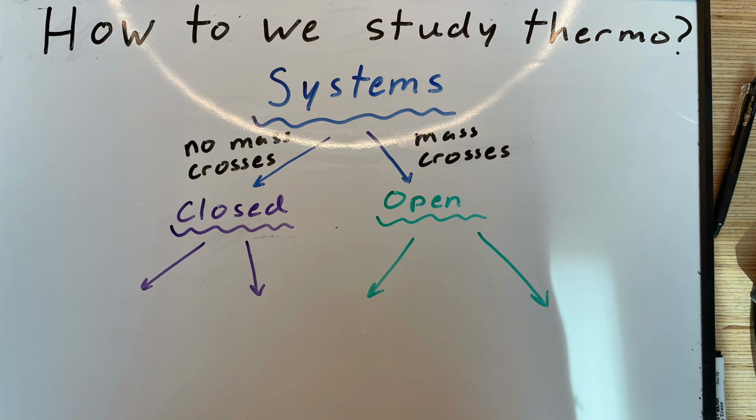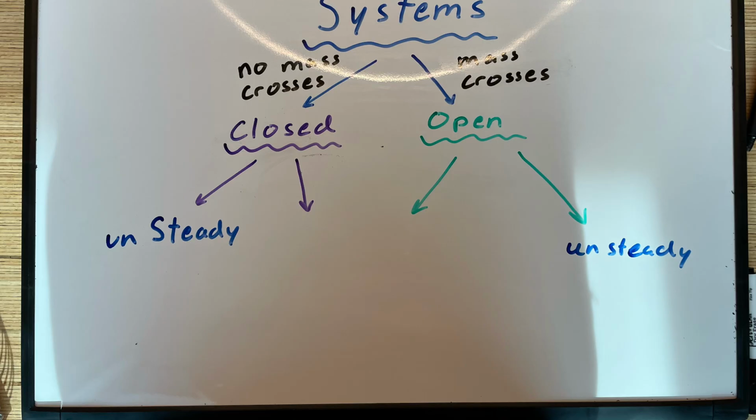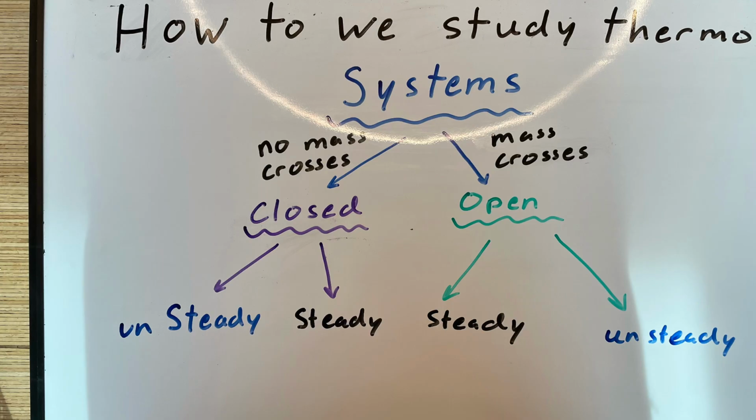You can also have unsteady systems as well. An unsteady system is one in which states within the system are changing over time. These states are parameters such as pressure, temperature, velocity, or mass. Inversely, steady-state systems are systems in which these parameters do not change over time.